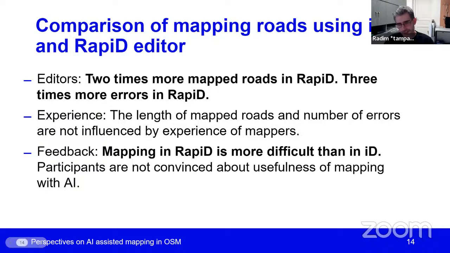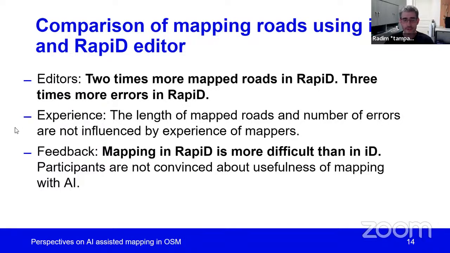Next slide, please. On the other hand, the situation in mapping of roads is different. The experiment was very similar, but with another group of participants, and the results: 2 times more mapped roads in Rapid, but 3 times more errors in Rapid. So of course it's very unhappy. I can say it from point of view of our local humanitarian mapping community.